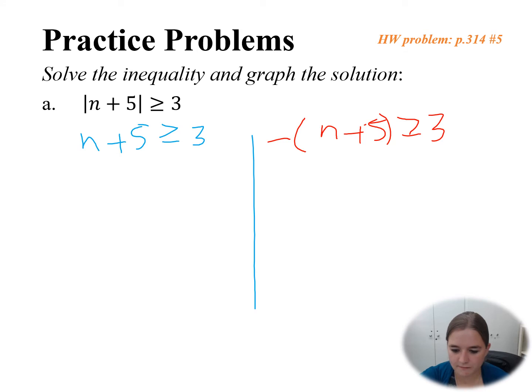So I'm going to take negative times my stuff inside. For case 1, we'll solve that one first and then we'll take a look, because case 2 is where it gets tricky. So for case 1, I know I need to take away 5 from both sides, and I get n is greater than or equal to -2.